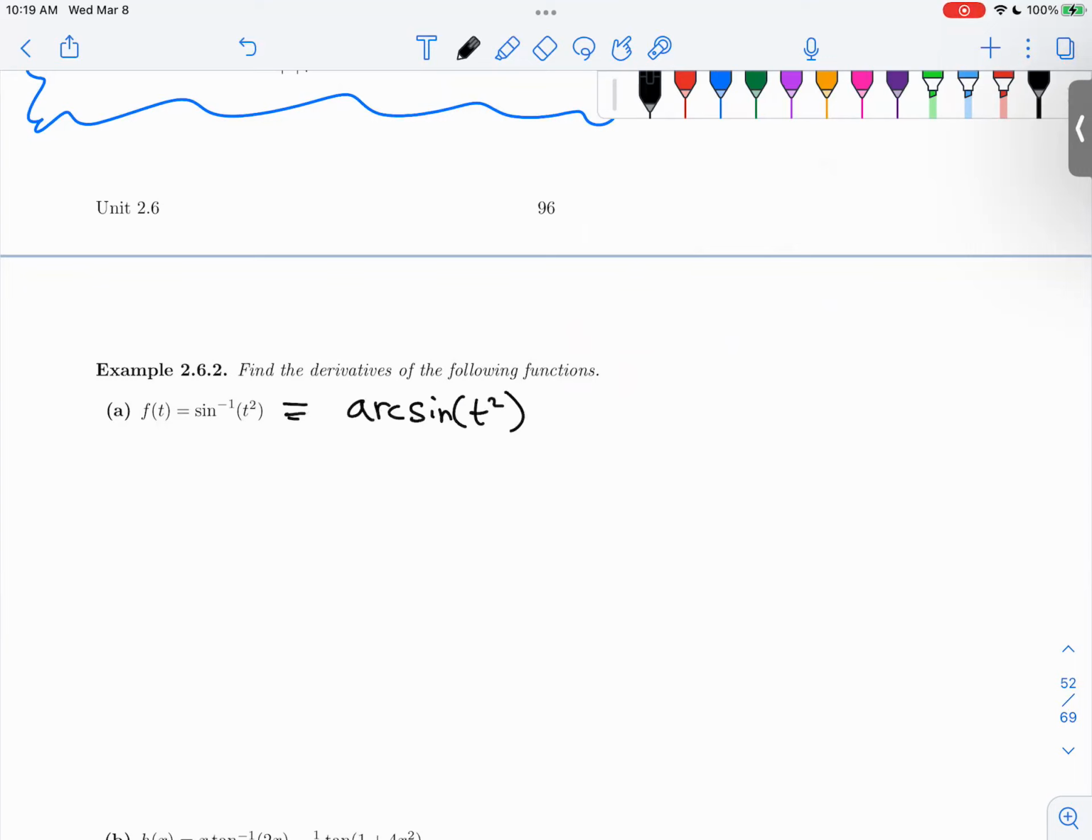It's too much writing. This is the argument, and this is the reason why some people will use arc sine instead. Because how do you define inverse sine to the -1? Some students will see this and think this means sine of t squared to the -1, but it doesn't. If I'm going to make you have sine inverse to a power, I will make sure there's parentheses on the outside to do that.